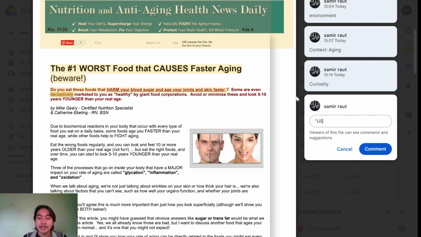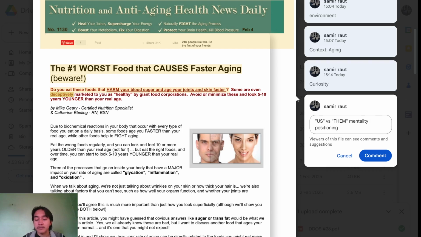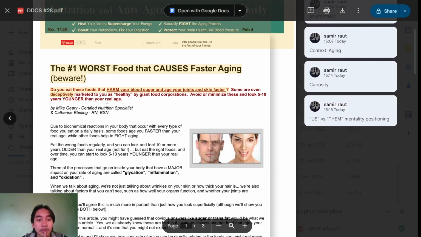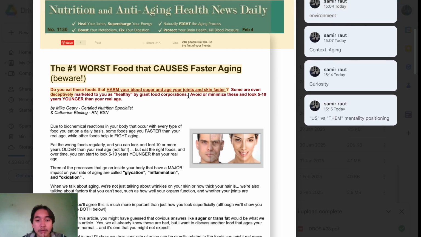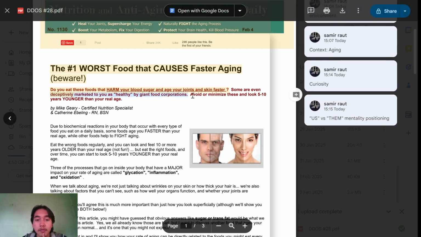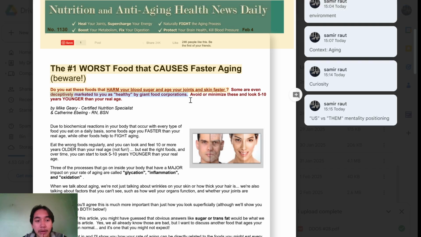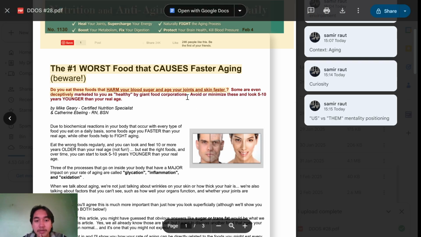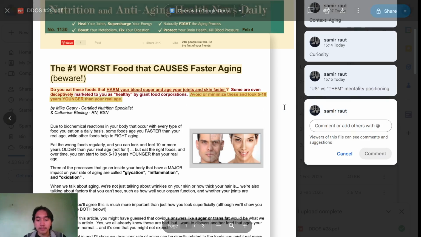I'm going to add an us versus them mentality, positioning. Okay. Marketed as healthy by giant food corporations. So same element. Avoid or minimize these and look 5 to 10 years younger than your real age. Now this is the main benefit the reader wants.